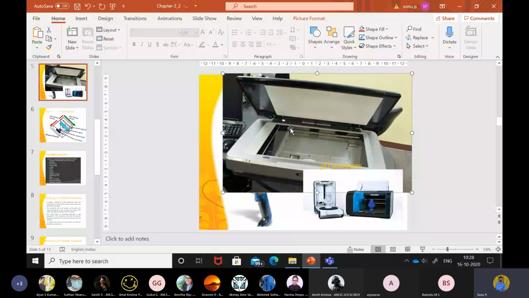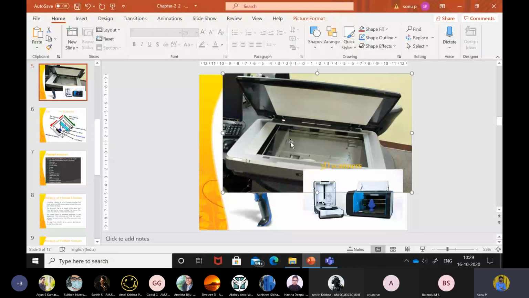Over the top you can see a white coating on the lid. That lid will reflect the light back, and the reason for the white color is that white reflects most of the light. If you place black, it will only absorb the light. That's why the area over the glass plate, under the lid, has a white color. That is very important, related to physics and optics.